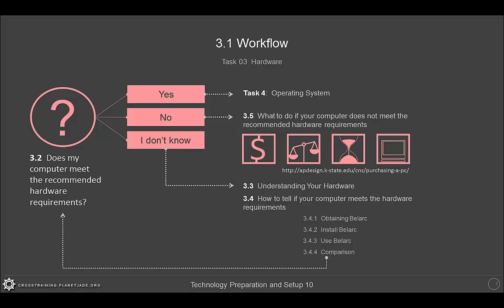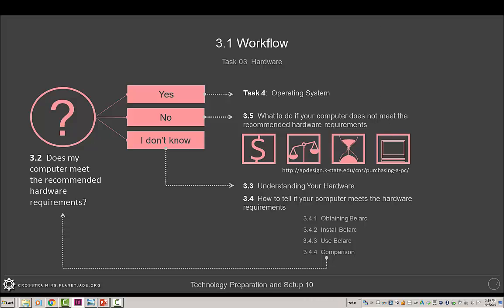Once you're done with that, we're hoping that you should be able to answer this question, does your computer meet the recommended hardware requirements? And the answer will be yes or no. If your answer turns out to be no, we do give some suggestions on what to do if your computer does not meet the recommended hardware requirements. We walk you through that a little bit. But hopefully your answer will be yes, and you can move on to task 4.